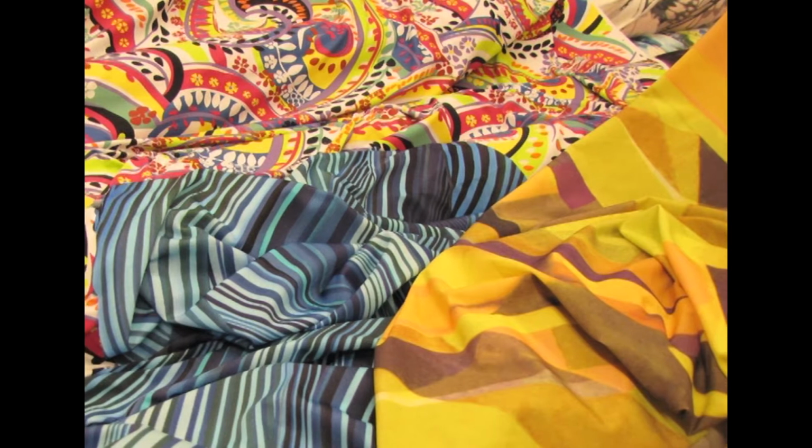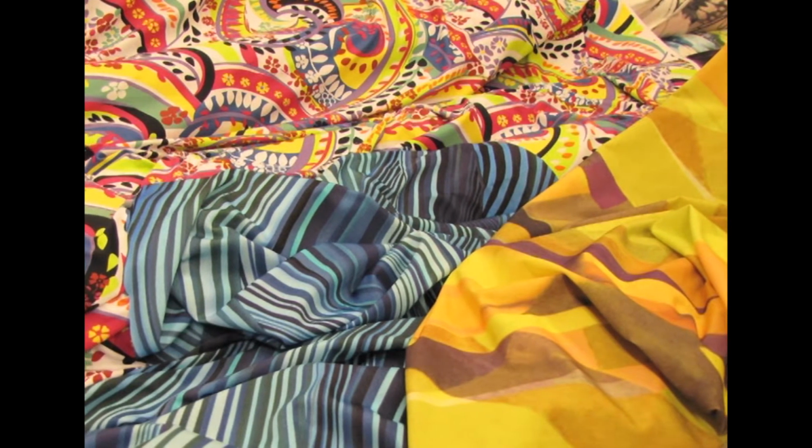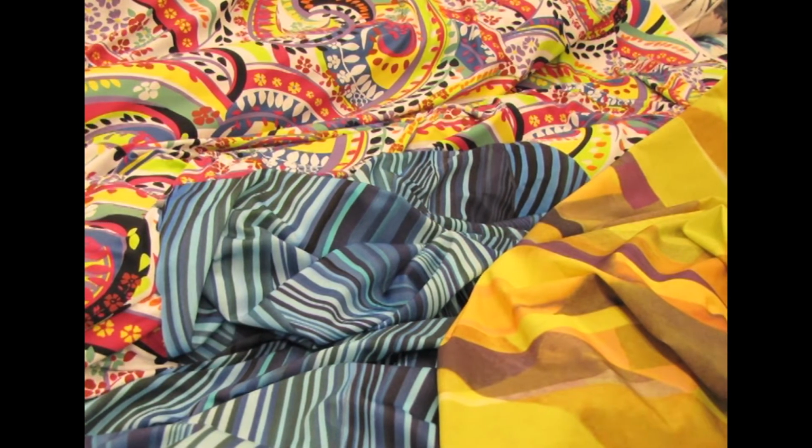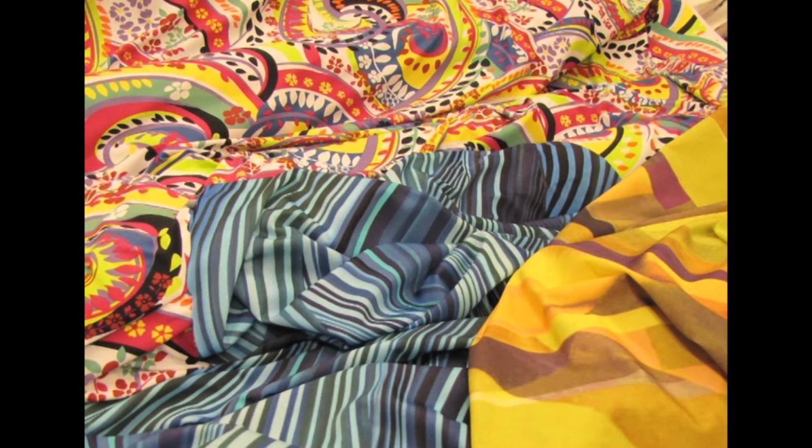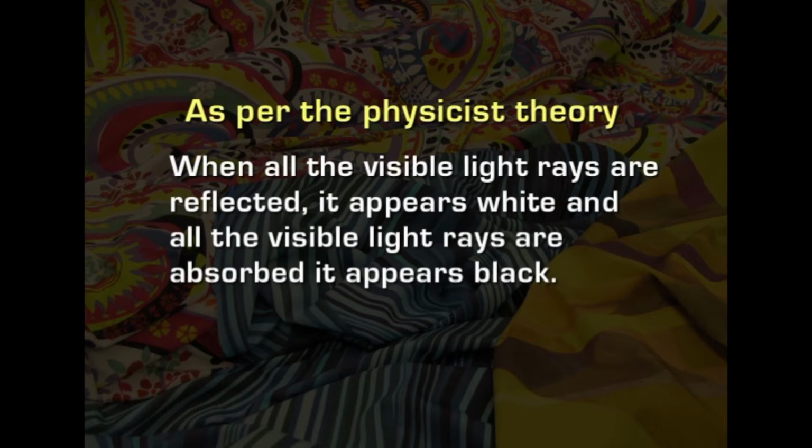The visual sensation of color through the human eye is possible due to the reflection of light from any surface. As per the physics theory, when all the light rays are reflected from any surface, it appears white, and when all the rays of light are absorbed, it appears black. We are able to see one color because that particular surface is able to absorb all the colors except the color that is sensed by the human eye.